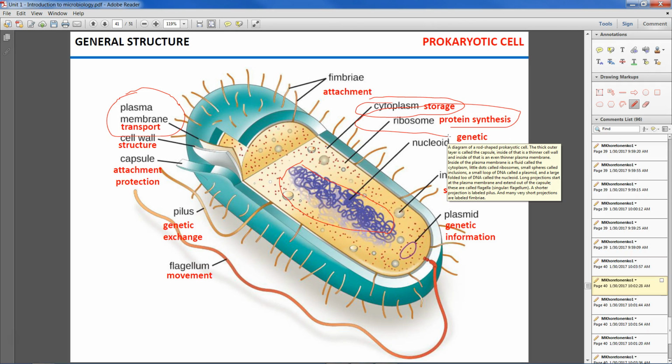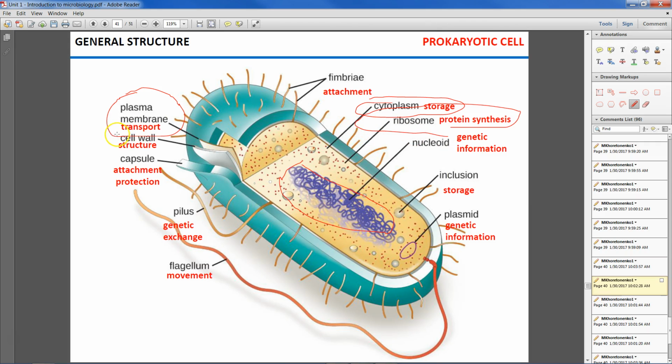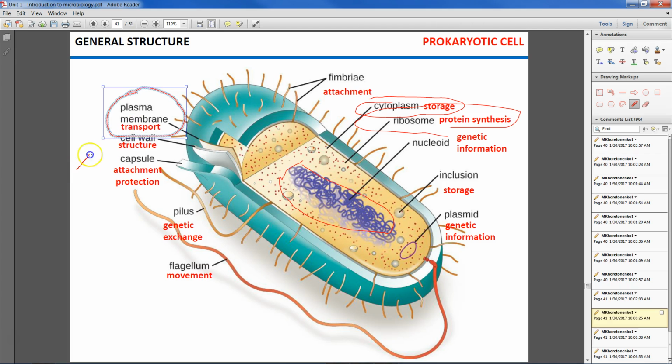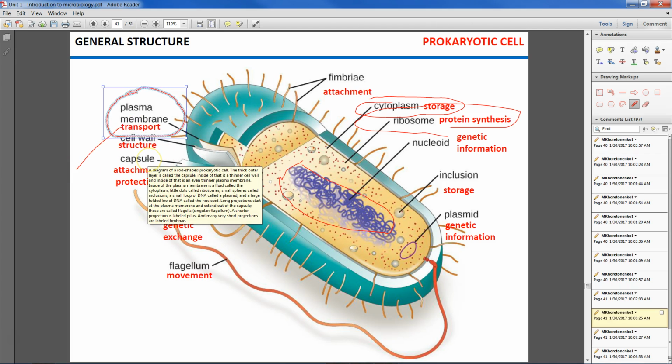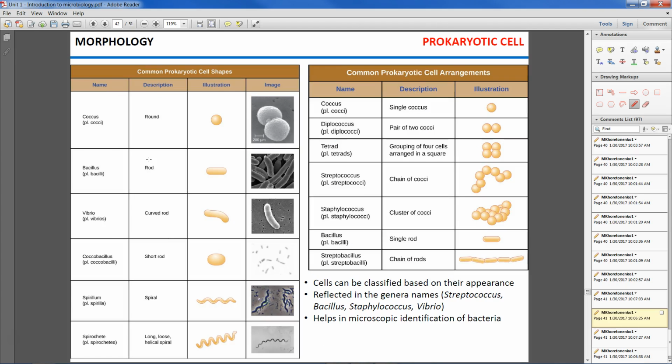Everything else may or may not be present. And in this picture, the red writings, like "transport" and so on, are a one-to-two word summary of the function of a particular organelle. Does that make sense? Let's talk about each one of them independently.